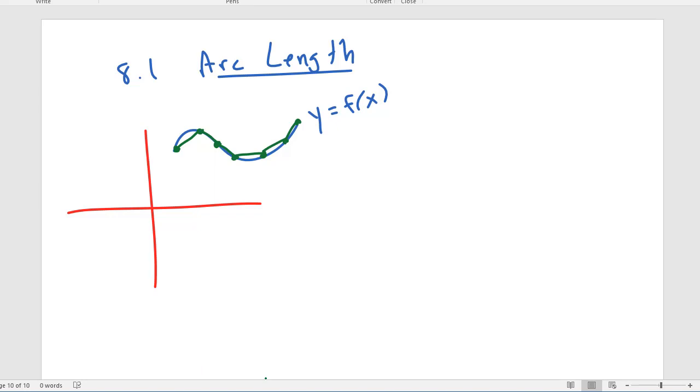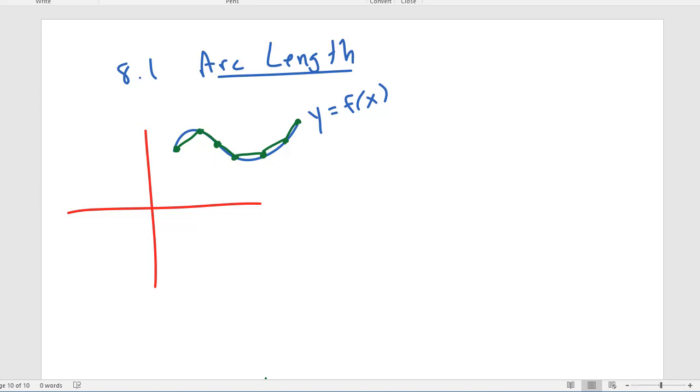But keep in mind, our typical calculus approach is we want to get a better approximation, so we might use 10 line segments. And then we want an even better approximation, we might use 20 line segments. And then an even better approximation, we might use 50 line segments, and 100 line segments, and 500, and 1,000. And so we're doing a limit process.